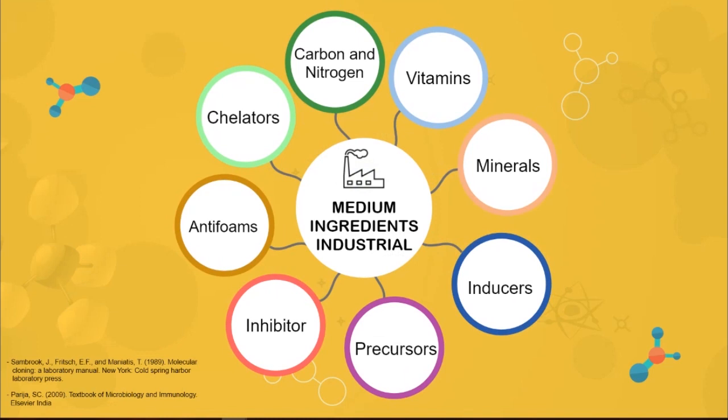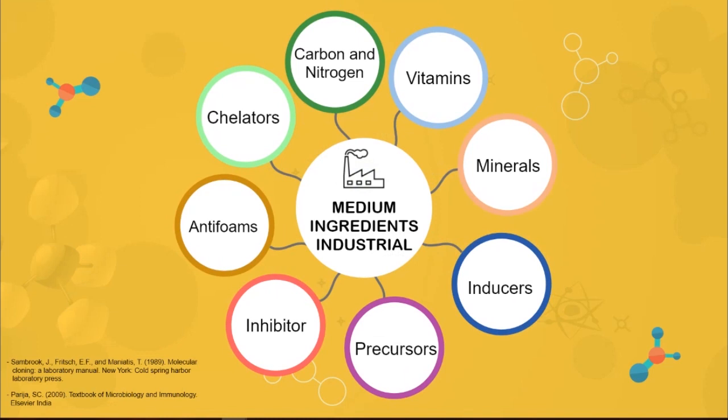Number 2, vitamins, for example vitamin K and B12, as microbial growth factors. Number 3, minerals, for example zinc and copper, as trace elements. Number 4, inducers, which regulate gene expression of microorganisms. Number 5, precursors, for better yield of desired products.